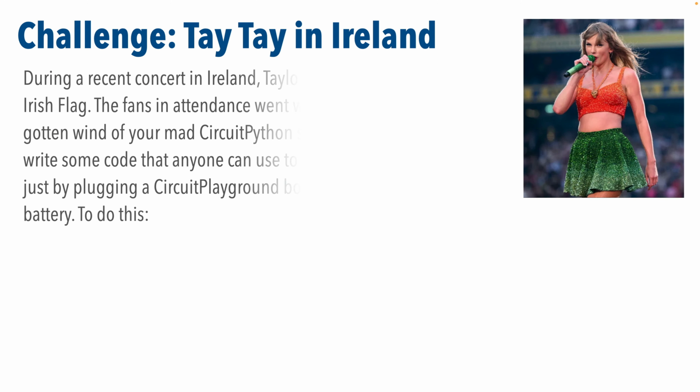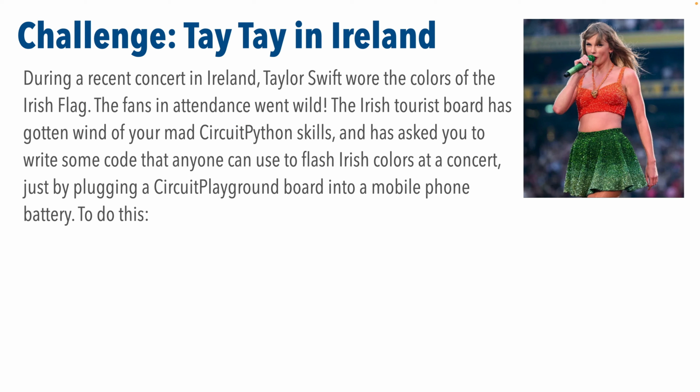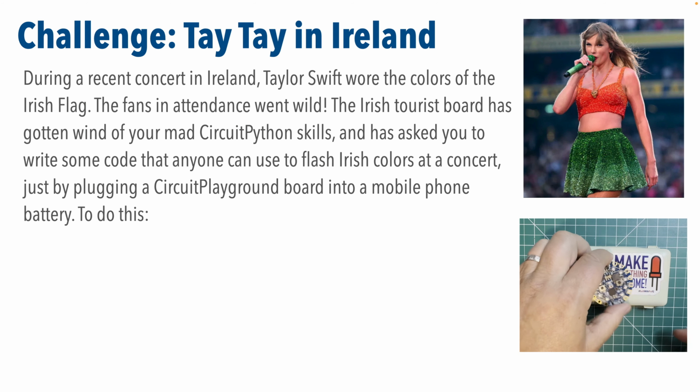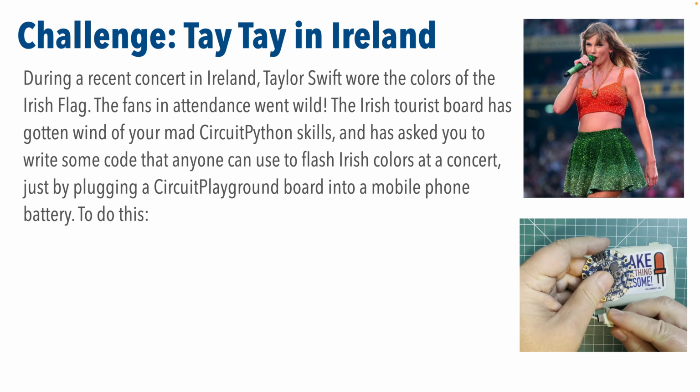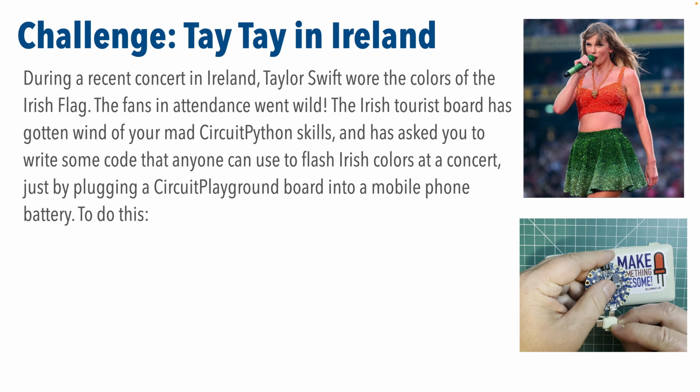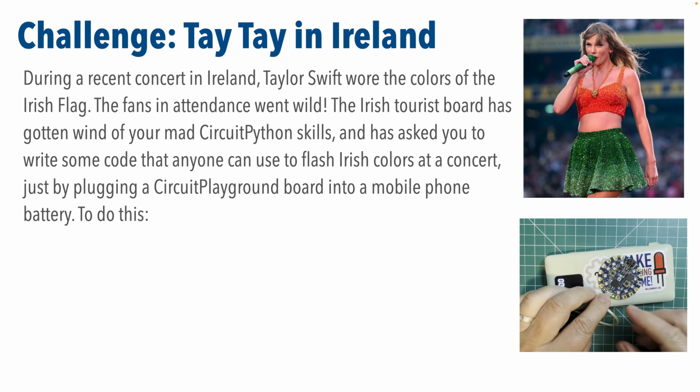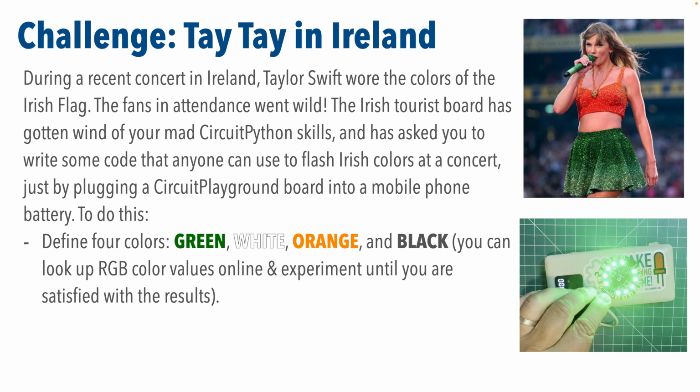First up is Tay Tay in Ireland. During a recent concert in Ireland, Taylor Swift wore the colors of the Irish flag and the fans in attendance went wild. The Irish Tourist Board has gotten wind of your mad CircuitPython skills and has asked you to write some code so that anyone can flash Irish colors at a concert just by plugging a CircuitPlayground board into a mobile phone battery. To do this, define 4 colors in your code: green, white, orange, and black. You can look up the RGB color values and experiment until you're satisfied with the results.